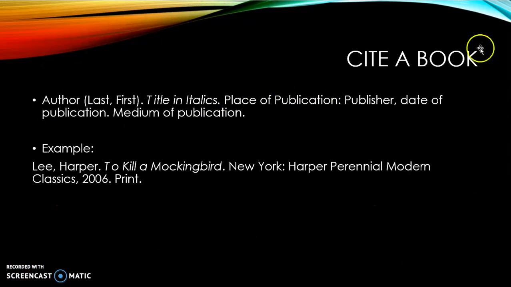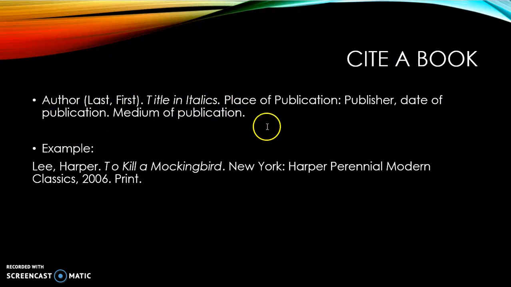So to cite a book, you will need to find the author, the title, the place of publication, the publisher, and the date of publication. If one of these things is not listed in the book for whatever reason, you would just omit that. But for the most part, most of these things should be in there. So you have your last and first name, and then your title is in italics, the place of publication, colon, publisher, comma, date of publication, and then the medium of publication.